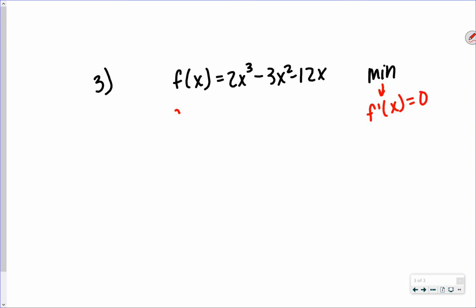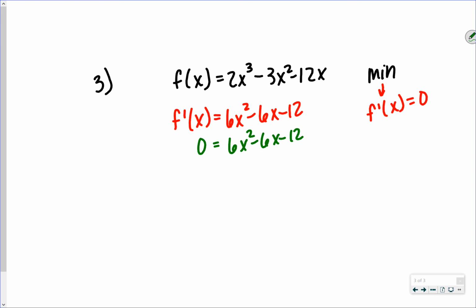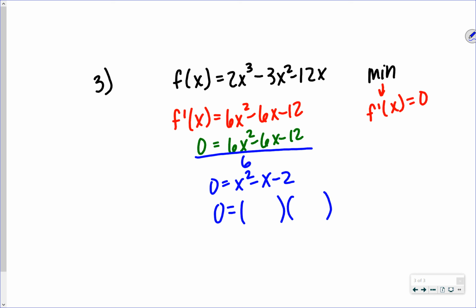So my derivative here is 6x squared minus 6x minus 12. Set it equal to 0. I have 6x squared minus 6x minus 12. I'm going to divide everything by 6. 0 equals x squared minus x minus 2. And now I'm going to factor. I'm looking for factors of negative 2 that add to negative 1. That would be negative 2 and 1. So x minus 2, x plus 1. My zeros are 2 and negative 1.